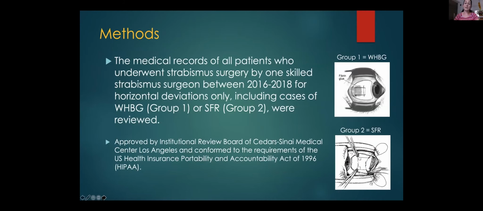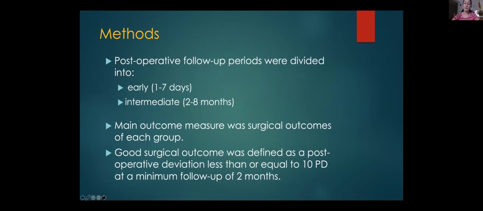We compared retrospectively the medical records of all patients who underwent strabismus surgery by Dr. Wright between 2016 and 2018 for horizontal deviations only. 17 patients in each group for either fixed suture or fibrin glue recession were identified and reviewed. The post-op follow-up periods were divided into early, 1 to 7 days post-op, and intermediate, 2 to 8 months post-op. The main outcome measure was surgical outcomes of each group. A good surgical outcome was defined as a post-op deviation less than or equal to 10 prism diopters of deviation with a minimum of 2 months follow-up.